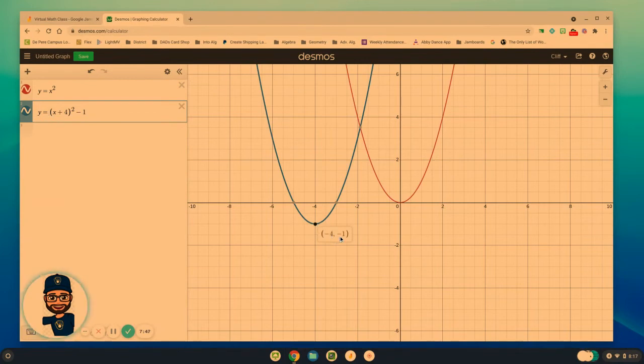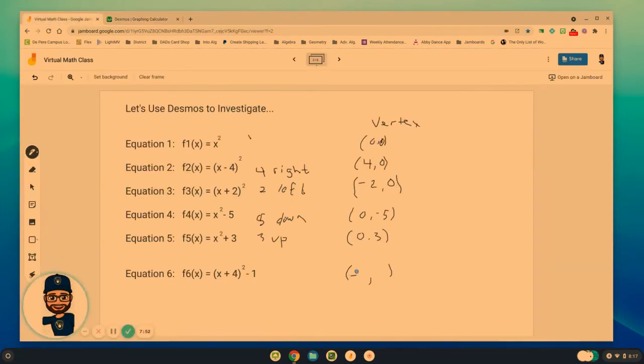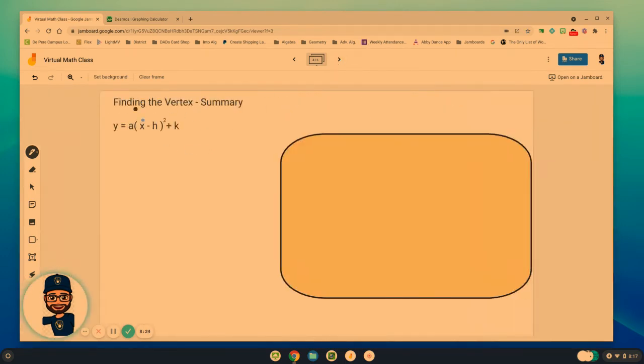4 units left and 1 unit down. Negative 4, negative 1. So we went 4 units. This showed me 4 left and 1 down. So when it's inside the parentheses, it's telling us to move left or right. And when it's that C value on the outside, that's the up and down change of our vertex. All right, so that's that exploration here and what's happening with the h comma k. All right, and that's really an important understanding.